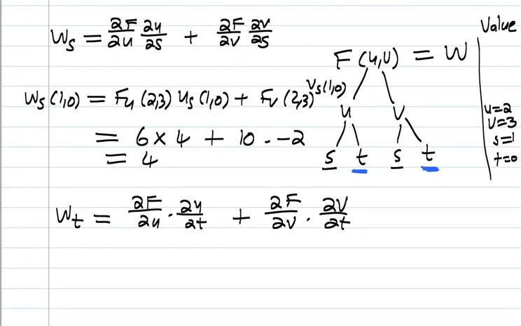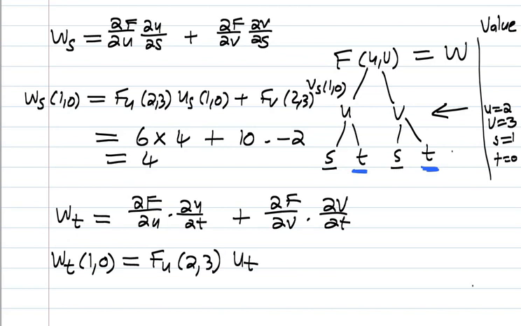Now that we have a general expression, we write down an expression for specific values. This is when S is 1 and T is 0. So then we have F partial U. Now F partial U is sitting on this level, so we need to know the U value, which is 2, and the V value, which is 3. And U partial T is on this level, so this corresponds to S being 1 and T being 0. And F partial V, because it's again a higher level, we use 2, 3 here, and V partial T at the point (1, 0).